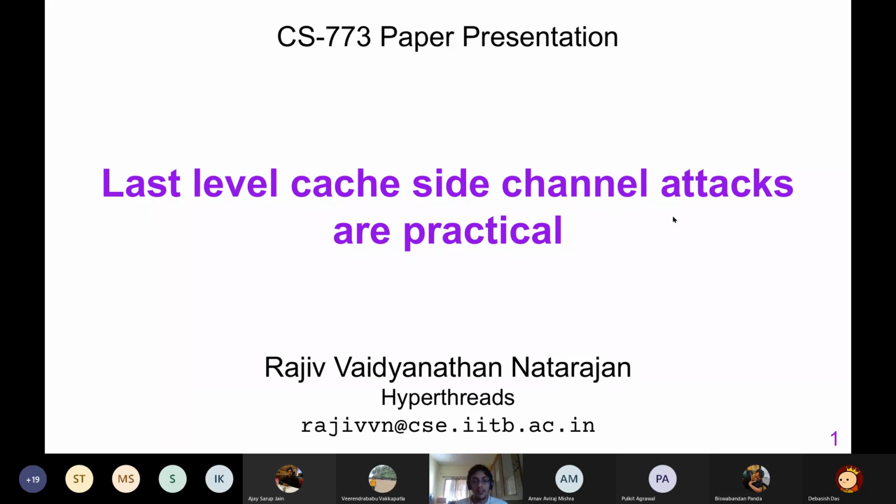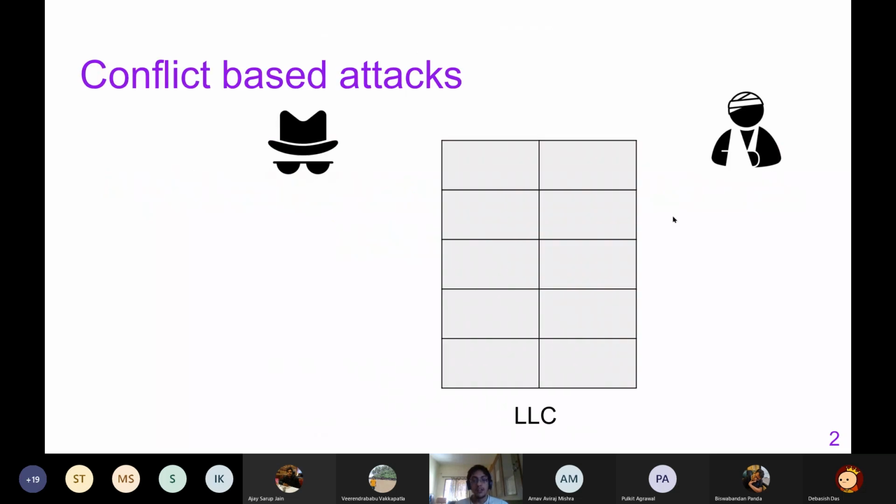Our group will be presenting the paper, Last Level Side Channel Attacks Are Practical. Before getting into the attack, let's look into the cache hierarchy. The cache contains the L1, L2 and the LLC level. L1 and L2 are private to each core, whereas the LLC is common to all cores. Hence, it is possible that there could be a side channel attack on that particular level. Today we'll be looking into one of the possible side channel attacks called the conflict based attack.